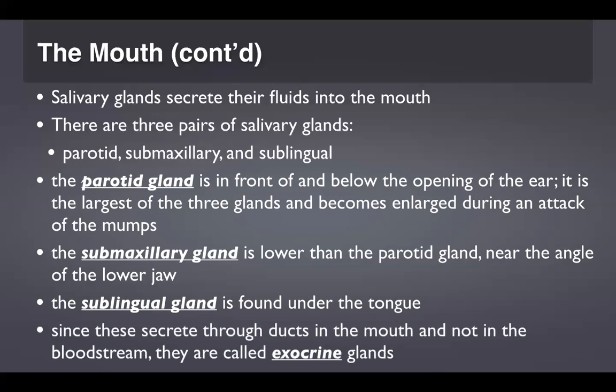Since these secrete through ducts in the mouth and not directly into the bloodstream, they're called exocrine glands. Doesn't really matter which way you pronounce it, but if we have time later this semester, we'll talk about the endocrine system, which is where things are secreted directly into the bloodstream. The fact that these are not secreting any fluids into the bloodstream, but directly into the mouth, means that they're external to that, so they're exocrine glands.